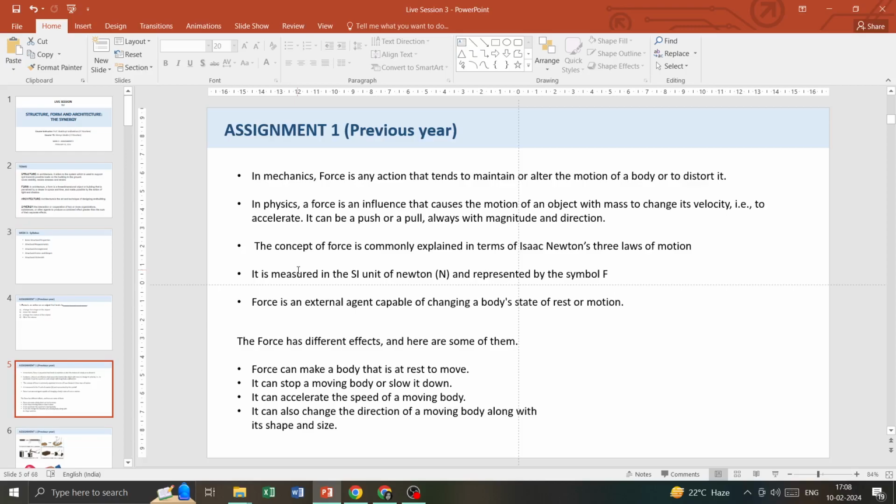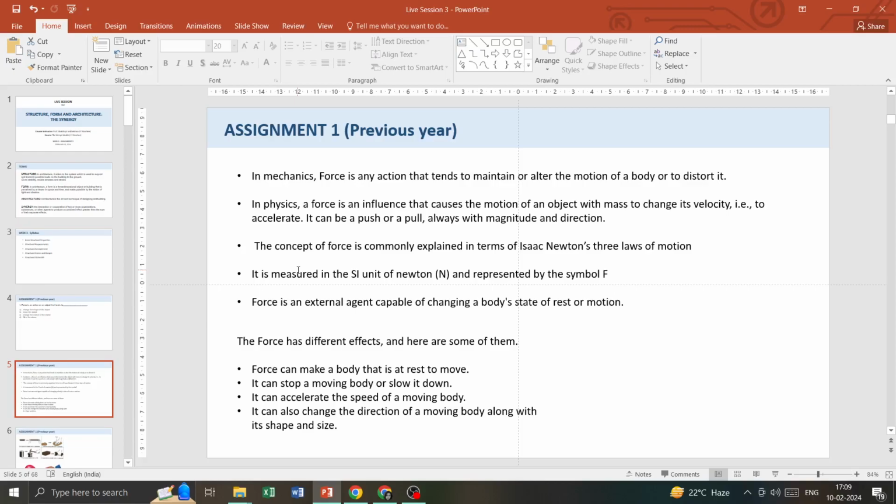The concept of force is commonly explained in terms of Isaac Newton's 3 laws of motion, which we all studied in our class 9th and 10th. The SI unit of force is Newton, and it is represented by the symbol F. Force is an external agent which is capable of changing a body's state of rest or motion.